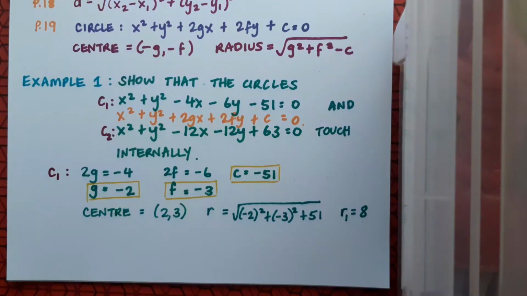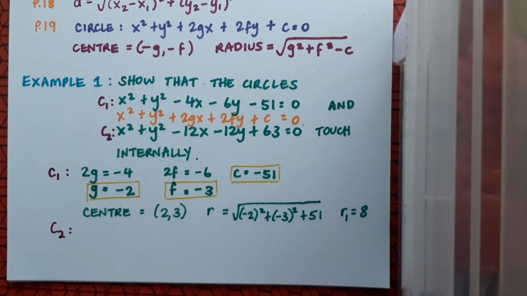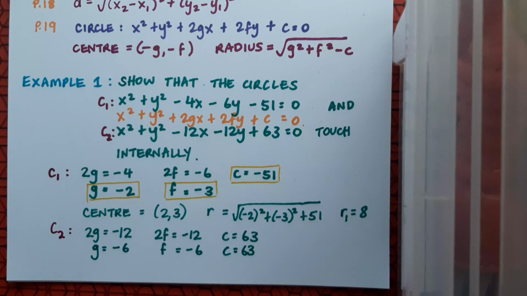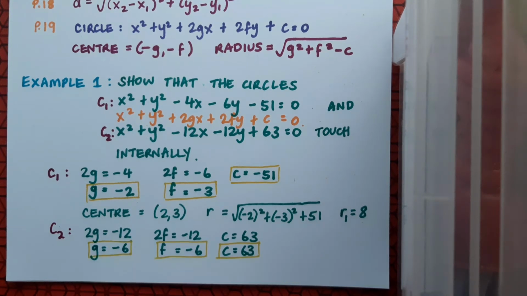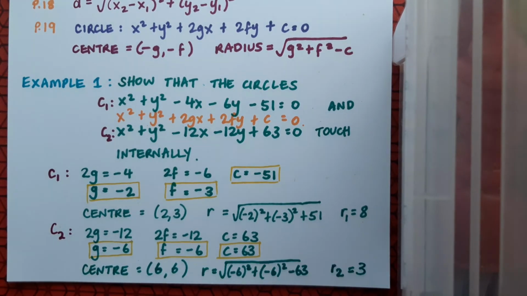Now I'll do the same for circle 2. So again, I'll match up the terms to find g, f and c. So I've got my values for 2g, 2f and c, and it's easy to find g and f. So I can get the centre and radius now of circle 2. Centre is really simple, just change the signs of g and f. So the radius this time is 3 and I'm going to call it r2.